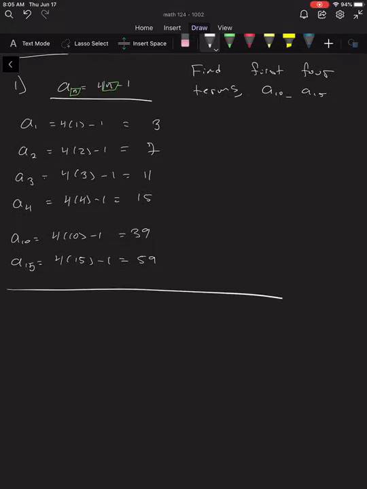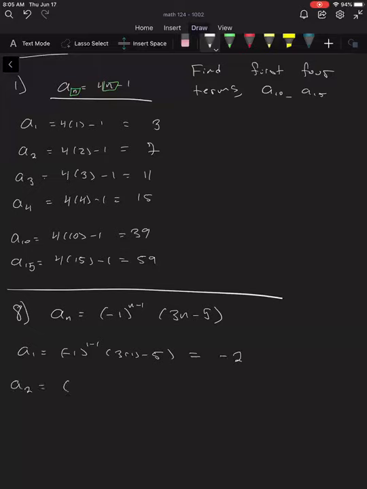Okay, and how about number 8? So here, let's do the same thing. So it's given to us that an is minus 1 to the n minus 1, and then 3n minus 5. So a1, this is going to be minus 1 to the 1 minus 1, 3 times 1 minus 5. So minus 1 to the 0 is 1. And then we have 3 minus 5, which is minus 2.